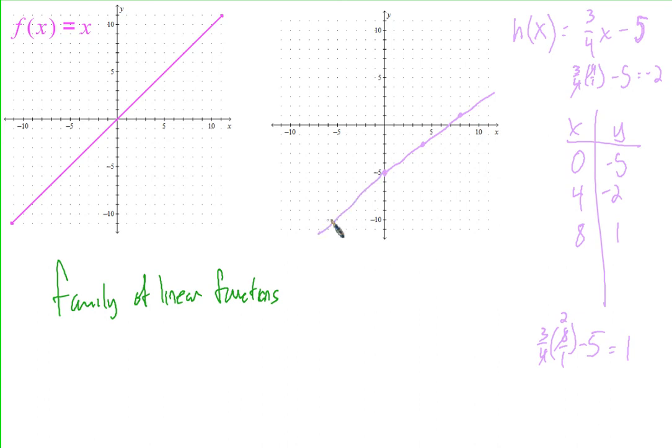Over 4, up 3. Okay, we compare it to this guy. How is it different? Well, how's it the same? It's a line. That's the only way in which it is the same. How is it different? Well, it intersects the y-axis at negative 5 instead of 0, right? And its slope is smaller. The slope of f of x is up 1 over 1, its slope is 1 over 1 times x. So its slope is smaller, 3/4 is smaller than 1. So the line we would describe as less steep, not as steep. Okay, so it intercepts the y-axis at negative 5, and it's not as steep as this line here.